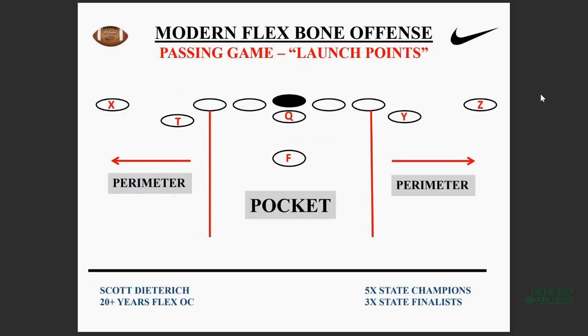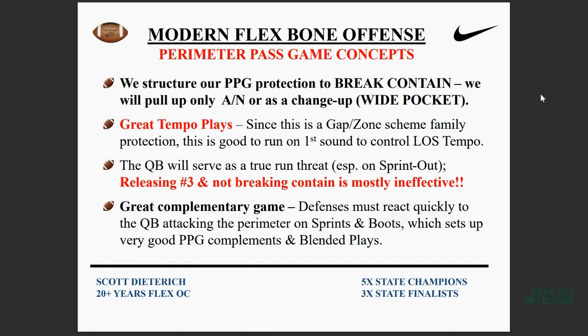So, again, just to be on the same page of our launch points, between the tackles, it's a pocket. Outside the tackles, a perimeter. Perimeter concepts we try to get to with our passing game. We're trying to break contain, as I said. I think you have to decide whether we are break contain or kind of a half setup somewhere in the pocket. And I think there's a difference. And you've got to structure your protection to make that decision if you never have.